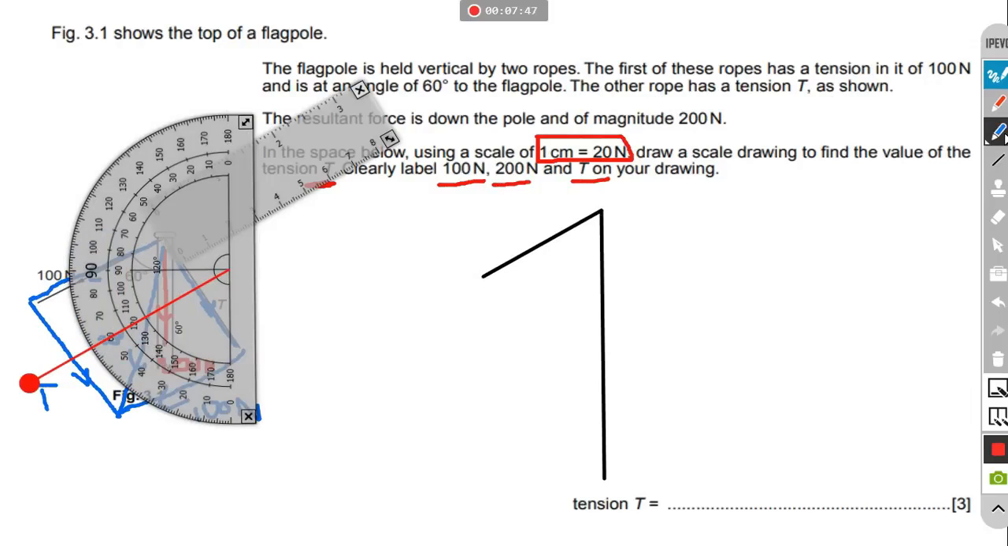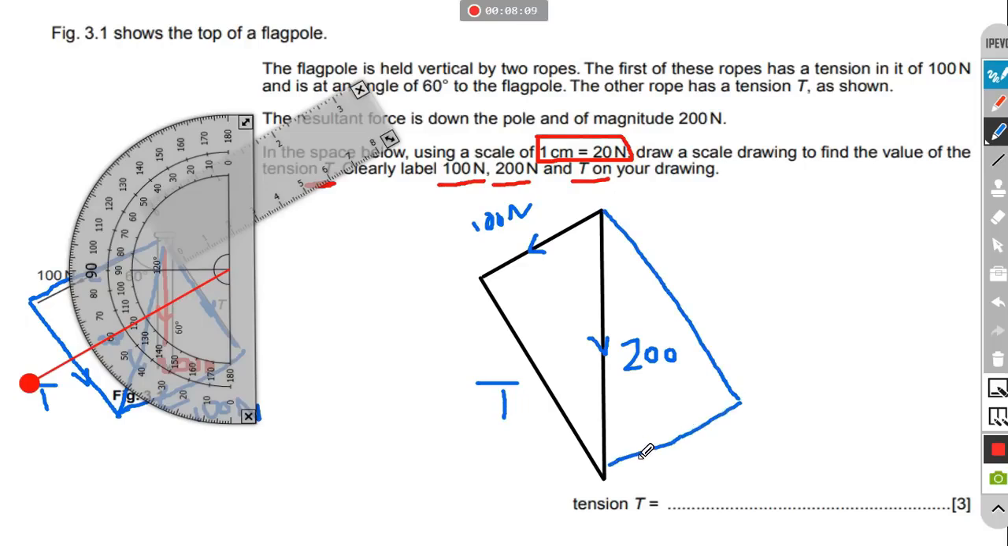We label. This was the 100 newtons, this was the 200 newtons, and connecting between them, the line should be our tension T. Of course, we could have drawn the completion of it. We could have drawn the T over here and then the 100 newton, but it's not really necessary. We already have our result. This was our starting point. This is the end point.